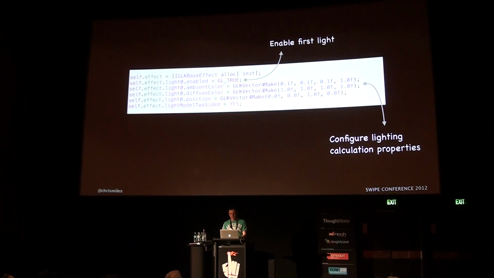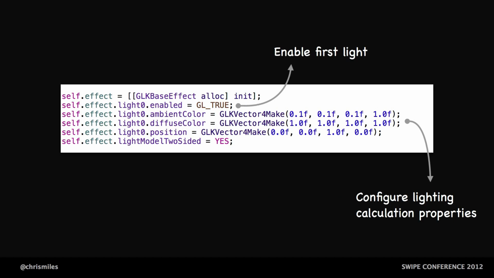Once again, our friend GLKBaseEffect does all that for us. So it will support up to 3 lights in one scene at one time. We'll just use one of those. So we pick light 0 and we enable it. Then we set some properties of that light source. The first thing we do is set the ambient color, and that's basically the non-directional background color of that light source. I like to think of it, say you're in a room in the house with the lights off, that'll be like the ambient light within that room.